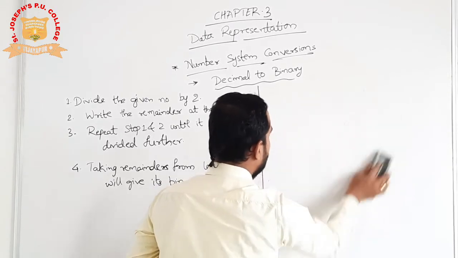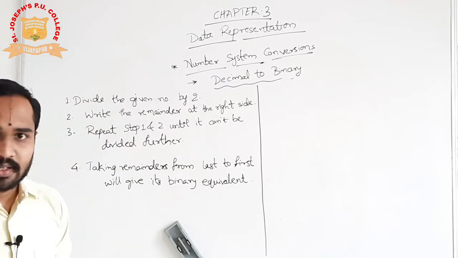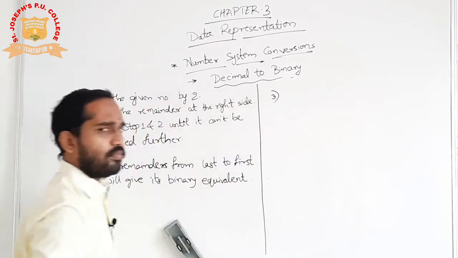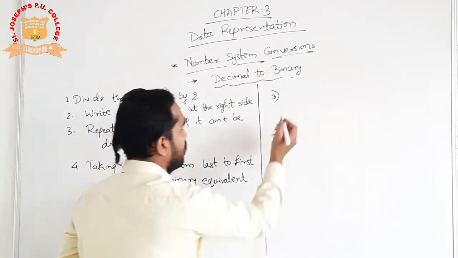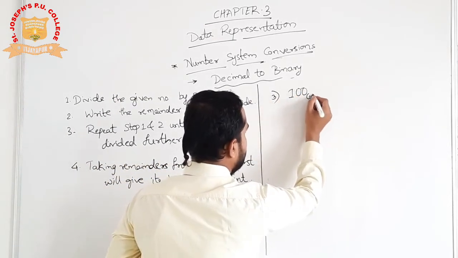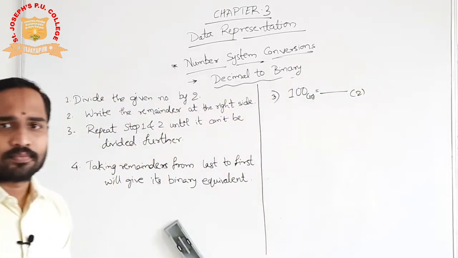You have to take many numbers on your own and try it as an exercise. Understanding? Say, take any number. Say 100. Okay, 100 is a decimal number. I want to convert it to binary. Understanding?